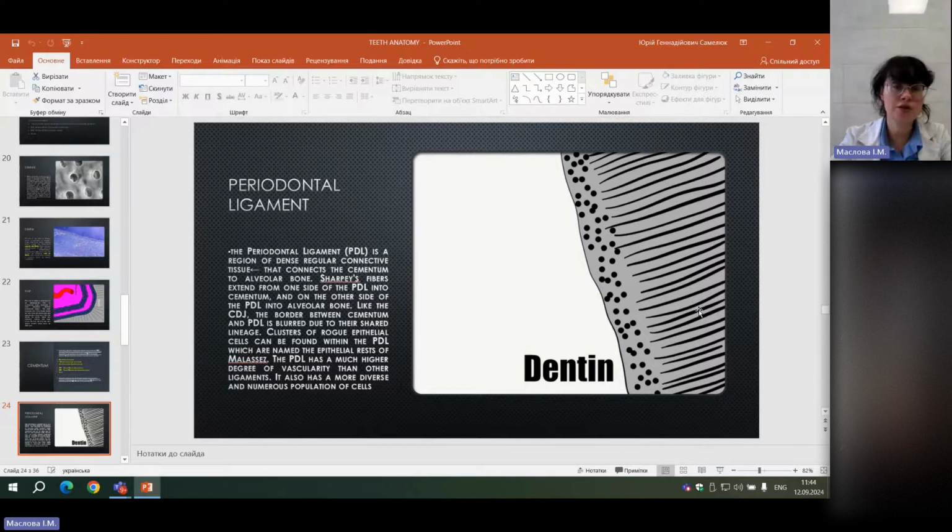Like this, the cementodentinal junction, the border between the cementum and periodontal ligament, is blurred due to their shared lineage. Clusters of rogue epithelial cells can be found within the PDL, named the epithelial rests of Malassez. The PDL has a much higher degree of vascularity than other ligaments. It also has a more diverse and numerous population of cells.